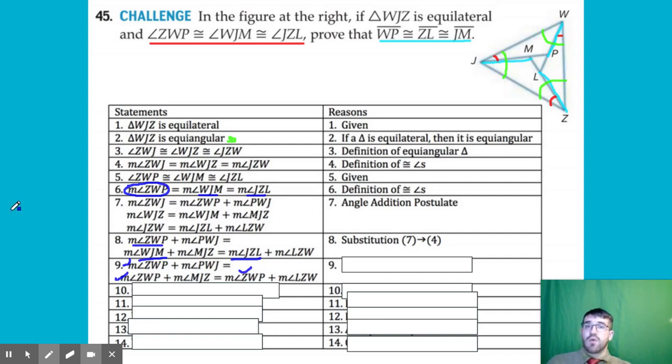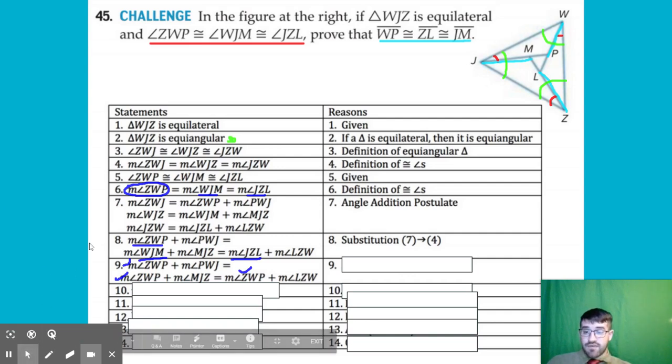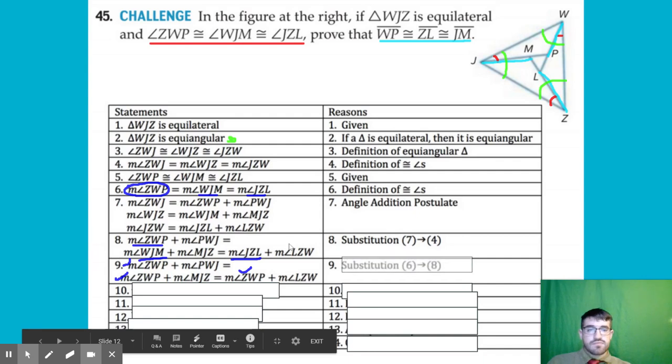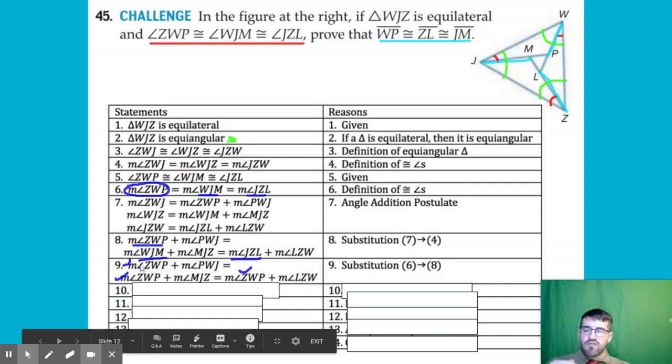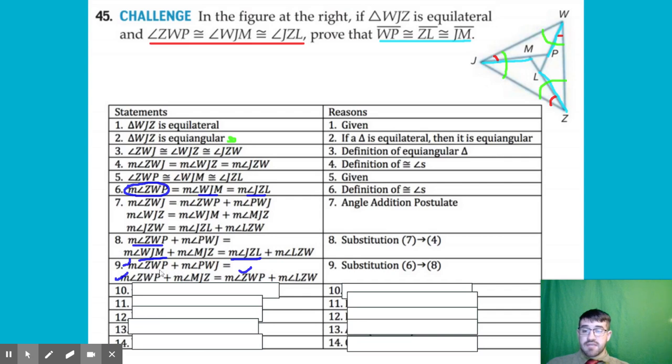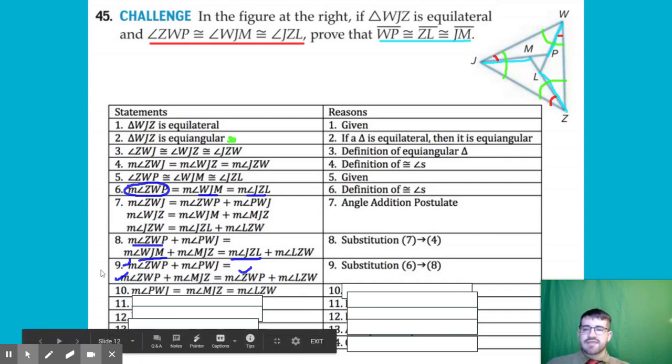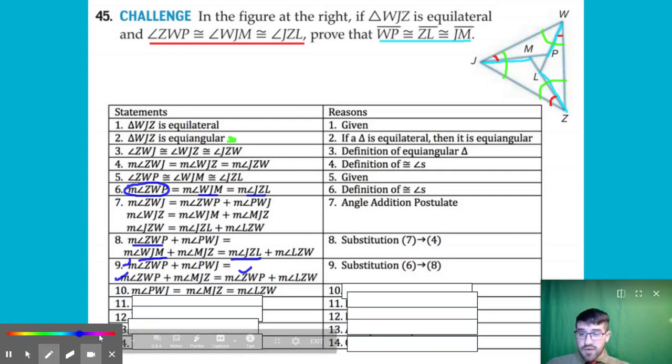Once we have that, we can start manipulating this even further. So this is another substitution from 6 into 8. And once we have this, we're going to be able to subtract the measure of ZWP from every expression. So we subtract ZWP, ZWP, ZWP, and that gives us that these last three measures are equal to one another.